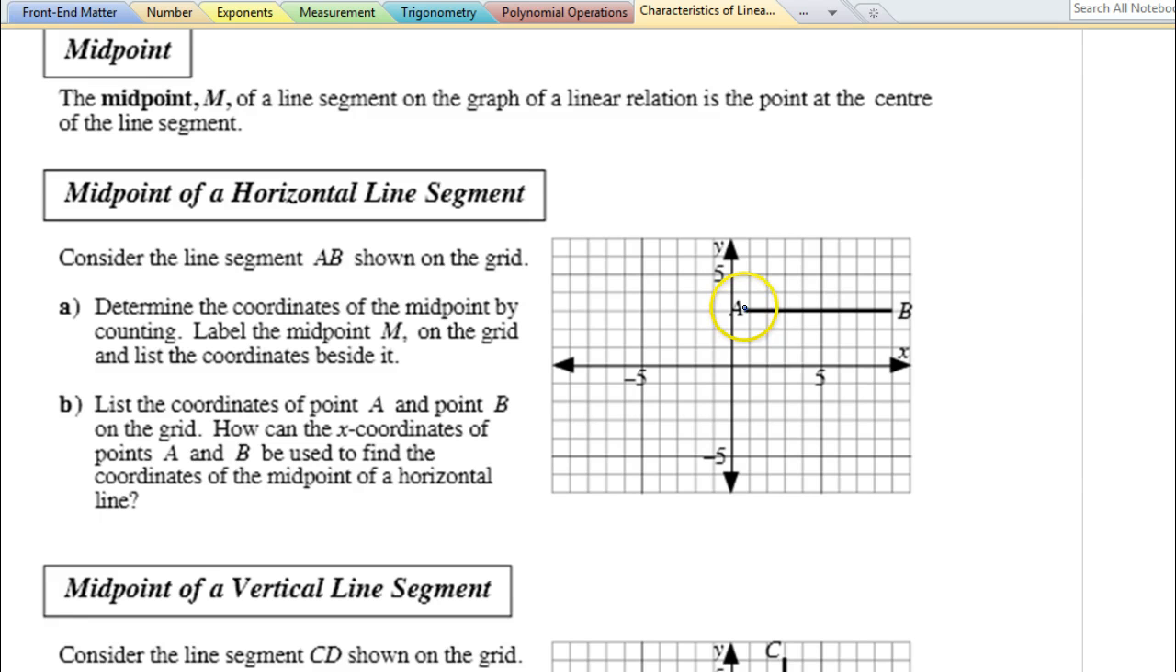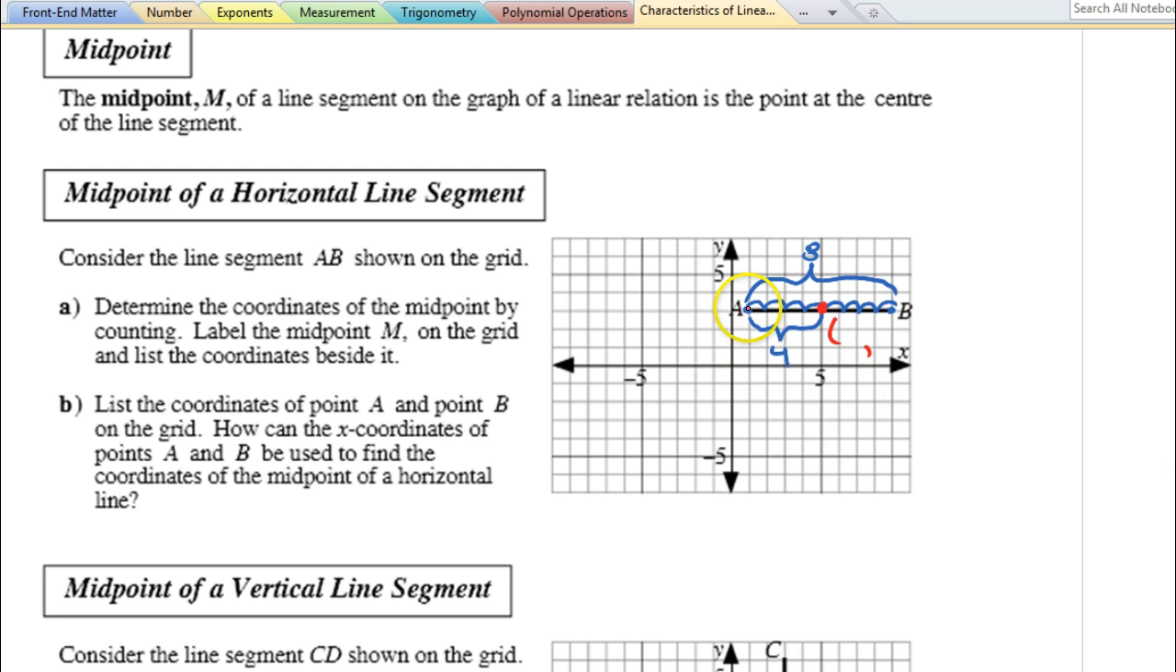So we have line AB here. The simplest way to do it is to count. And again, this line would be 1, 2, 3, 4, 5, 6, 7, 8. So if the whole distance is 8, the halfway distance would be 4. Right there, 4. However, we're interested in the coordinates of the halfway point, which is right here, and the coordinates are going to be, well, let's look at the coordinates.